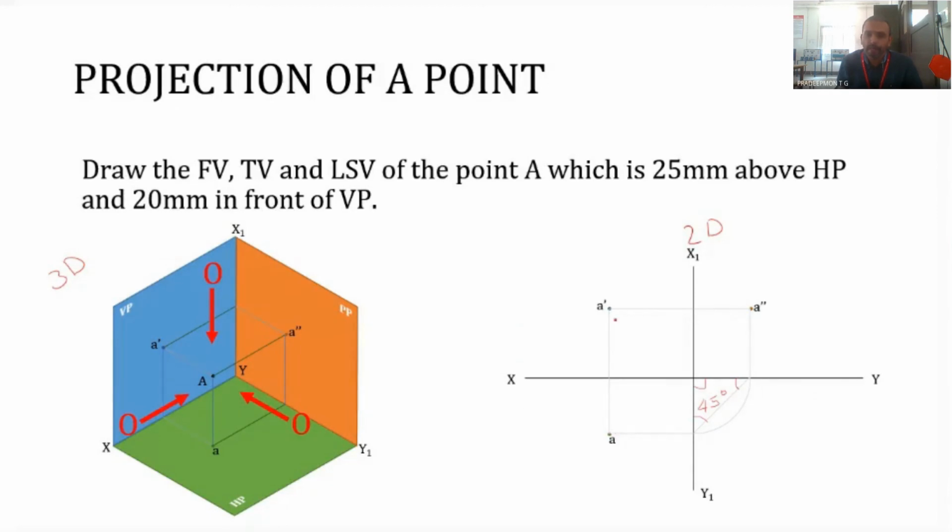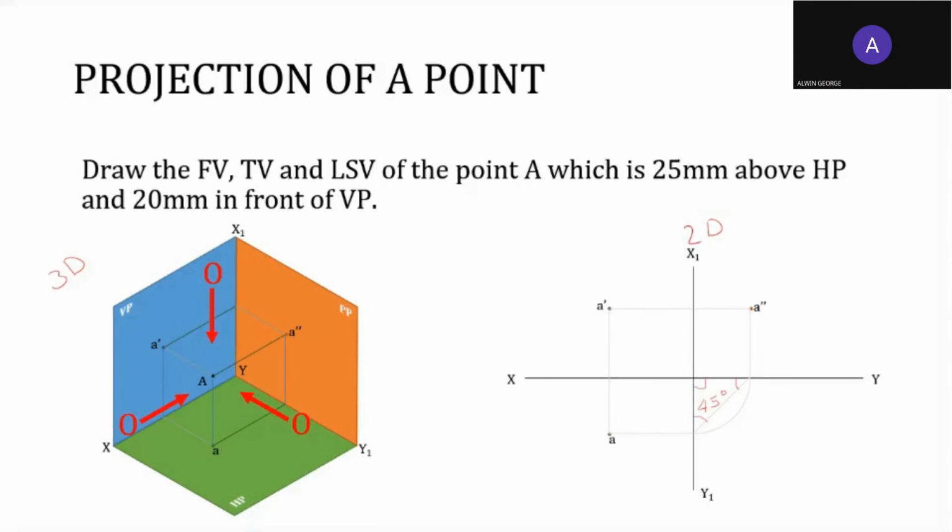And then from A dash, we draw a horizontal line. Then from A, again, we draw a horizontal line to intersect with the x1, y1 line. And from that particular point, we draw a 45-degree line or an arc to intersect with the xy line. And from the point on the xy line, we draw a vertical line to intersect with the line drawn through A dash. The point of intersection of these two lines will be the point A double dash.